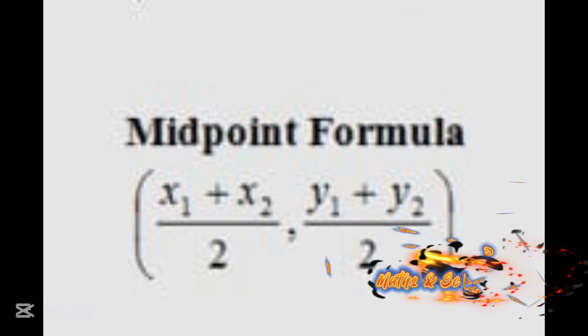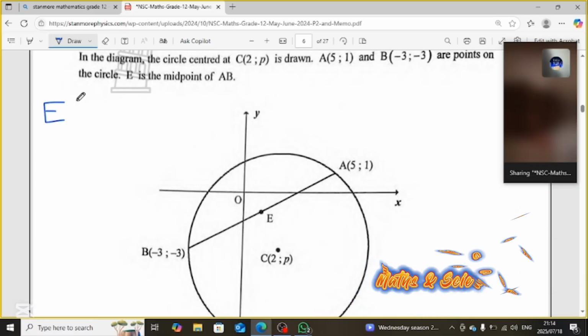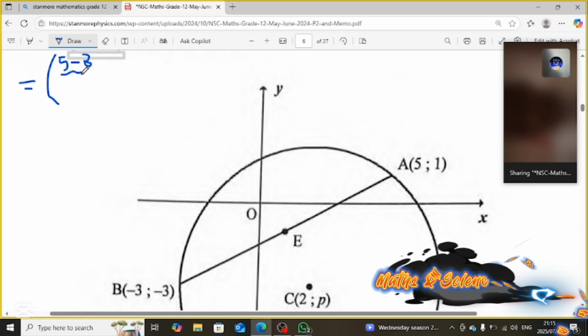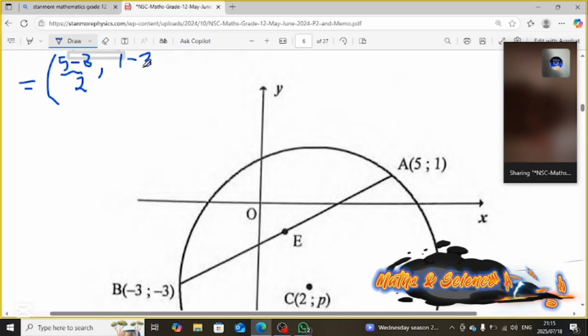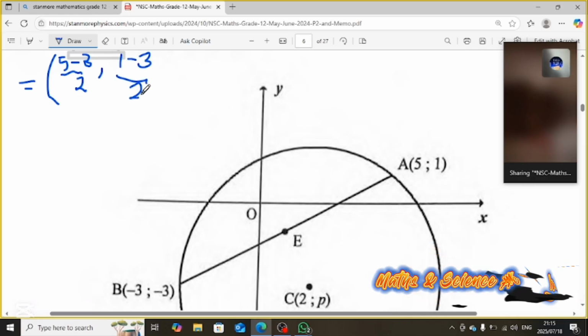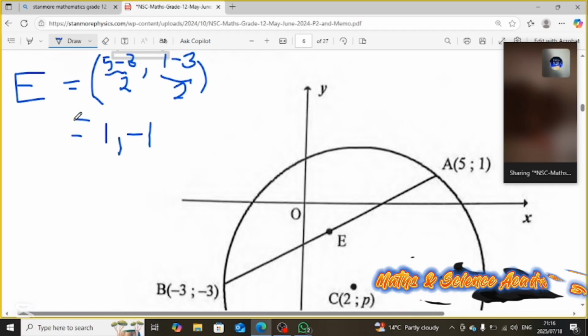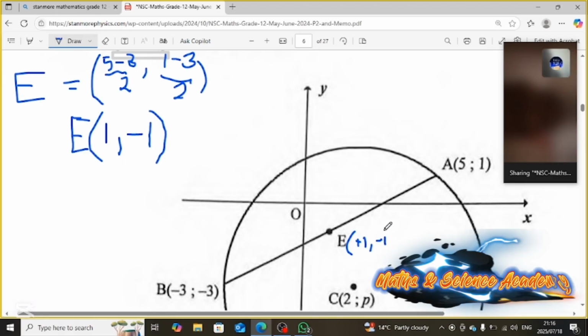Using the midpoint formula, we are going to substitute the coordinates of A and B, giving us x of A as 5 plus x of B as -3 all over 2, and y of A as 1 plus y of B as -3 all over 2. 5 minus 3 over 2 is equal to 1, and 1 minus 3 over 2 is equal to -1. Therefore, the coordinates of E are (1, -1).